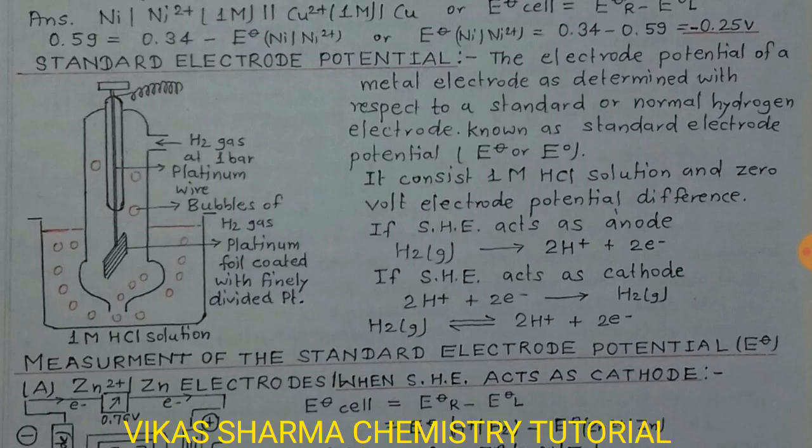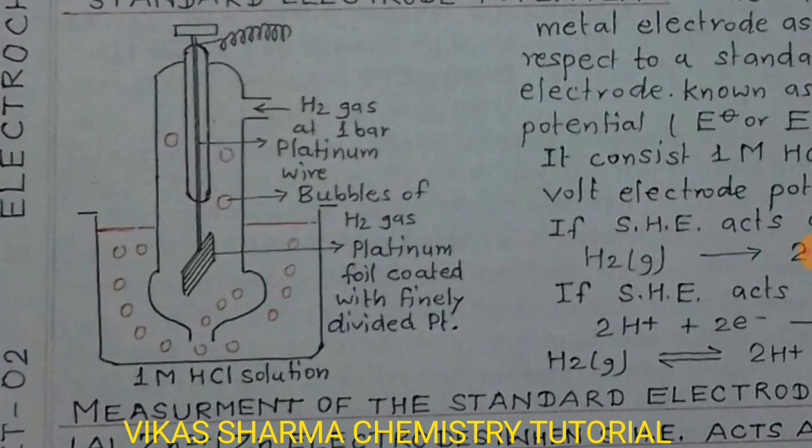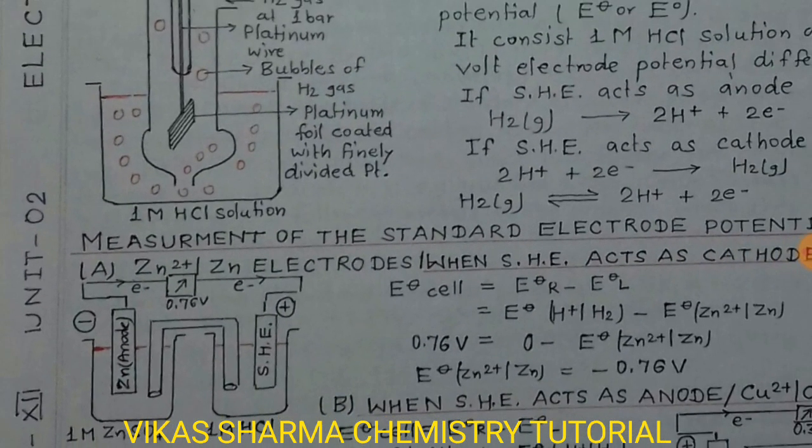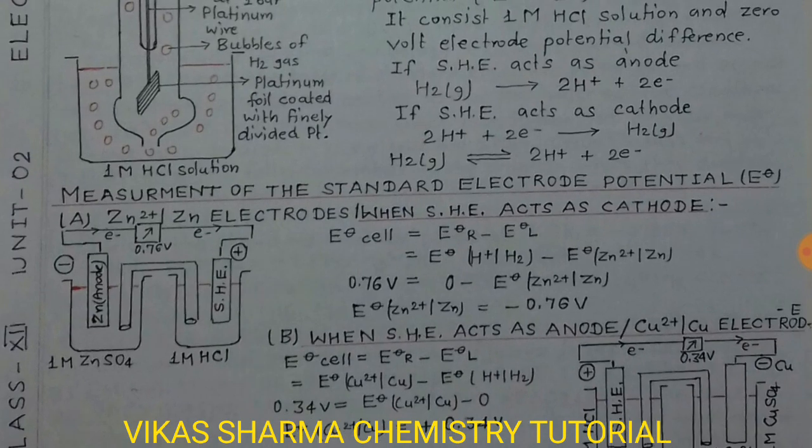So it forms an equilibrium: hydrogen gas converts into ions and loses electrons, and in the condition of an anode they come back to the condition of hydrogen gas. So students, you have seen on the display, this is the equipment for the measurement of standard electrode potential.